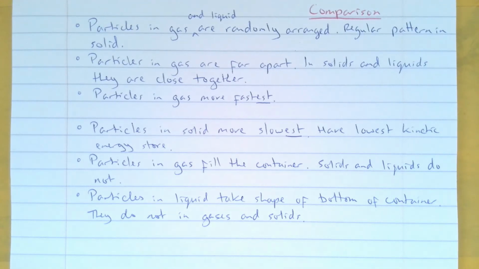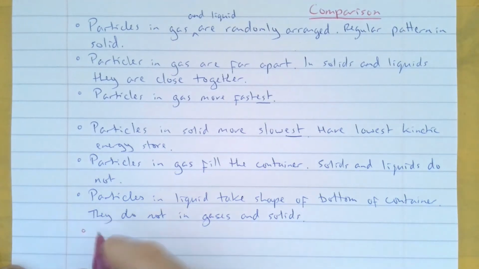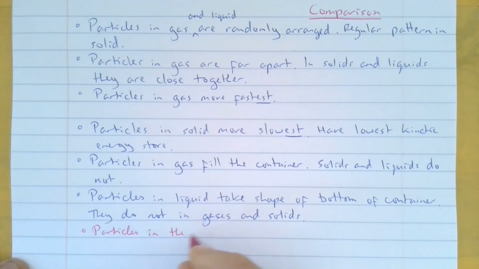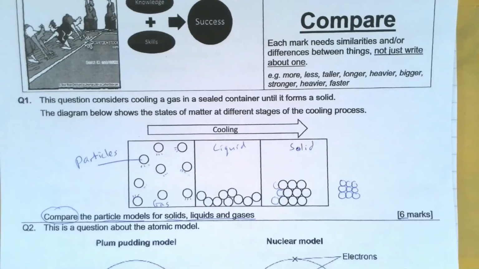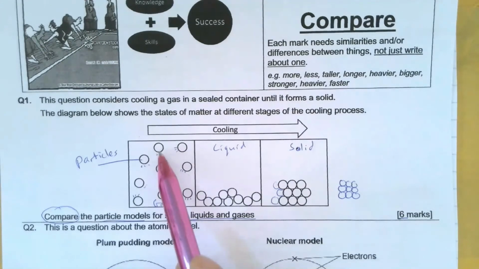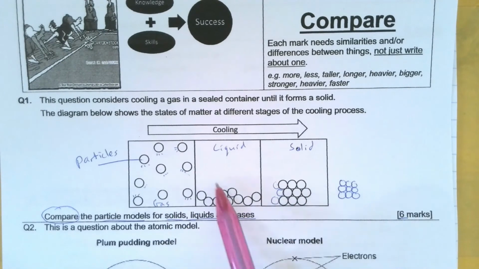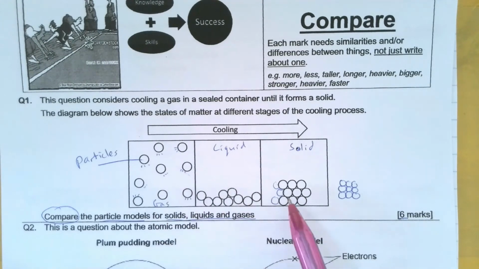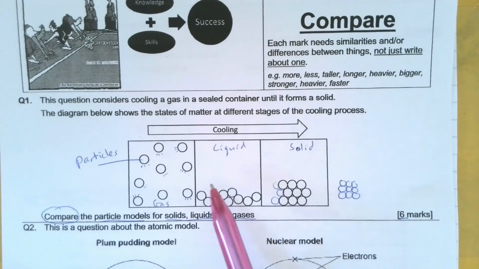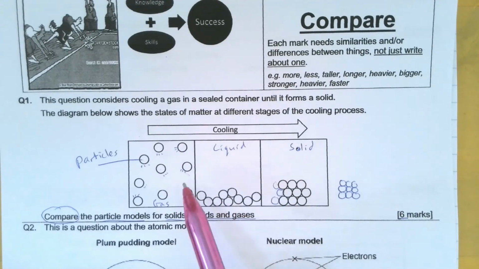Other things, if I was really struggling there, so I'll add some more bullets just in case. You may have said that particles in the solid, liquid and gas, if you just look at them, what have they all got in common? Well, the particles don't change size. The particles themselves don't change size, which is a really common misconception. Sometimes students say that the particles in a gas are smaller than in a solid, which they're not. Okay, so there's a comparison there. You're saying something they've all got in common.